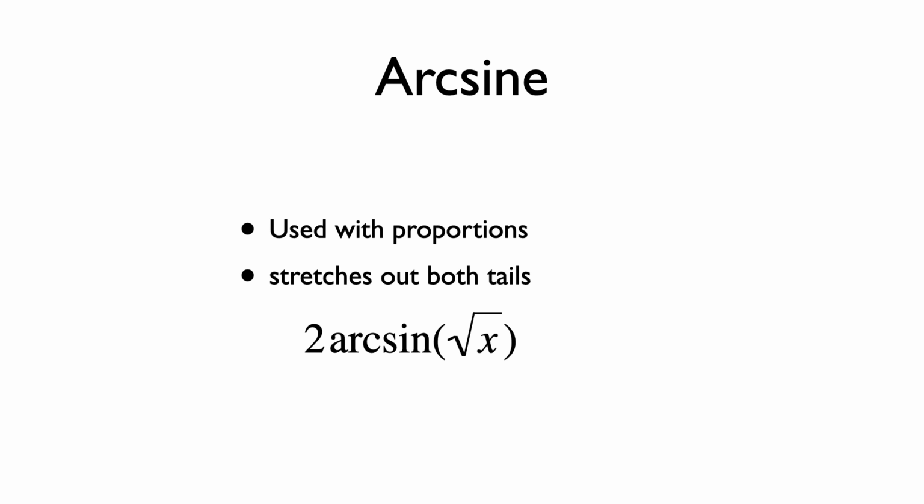Pretty easy transformation, because SPSS will do these things for you. There's even a menu in SPSS called transform. You just create a new variable and tell it, I want 2 times the arcsine square root of this, and it does it. This is not hard to do with the computer.